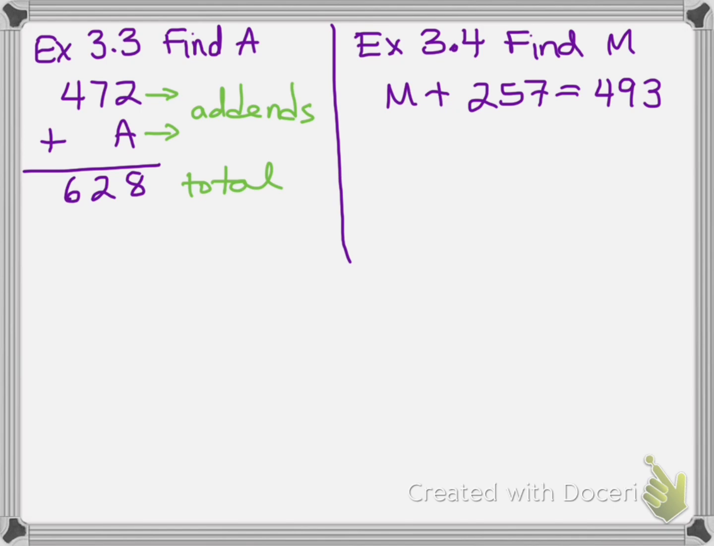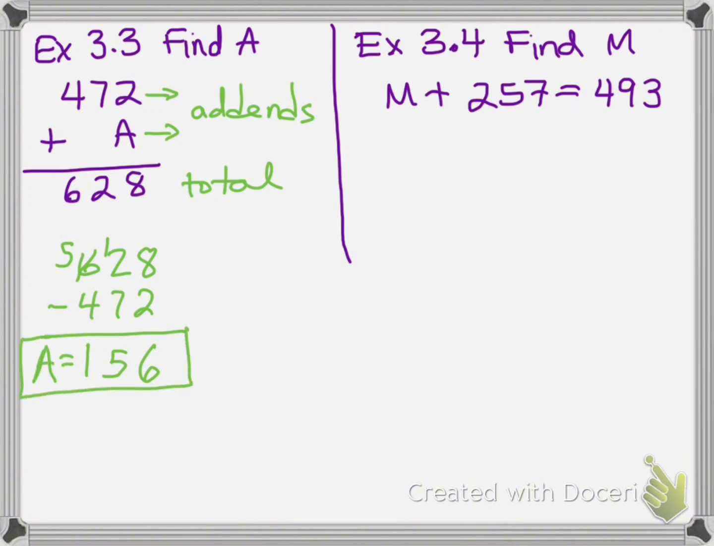So in order to find A, we have to subtract 628 minus 472 so that we get the other part that we're missing. If we subtract, again, we have to borrow here. So we'll have 5 left over and 12 here. 12 minus 5, minus 7 is 5, and 5 minus 4 is 1. So in this case, A equals 156.